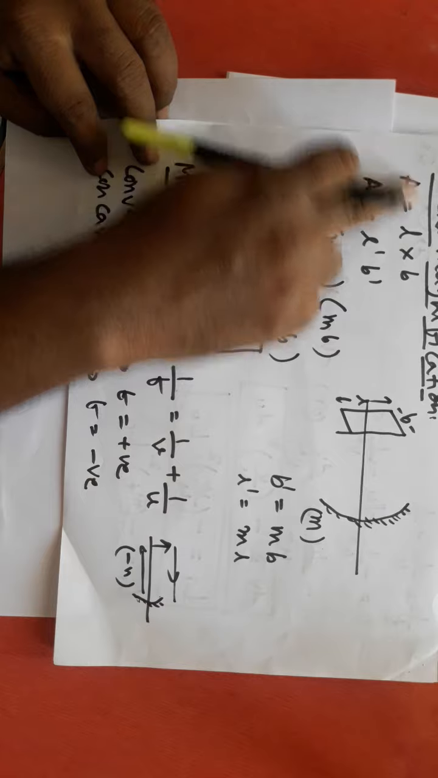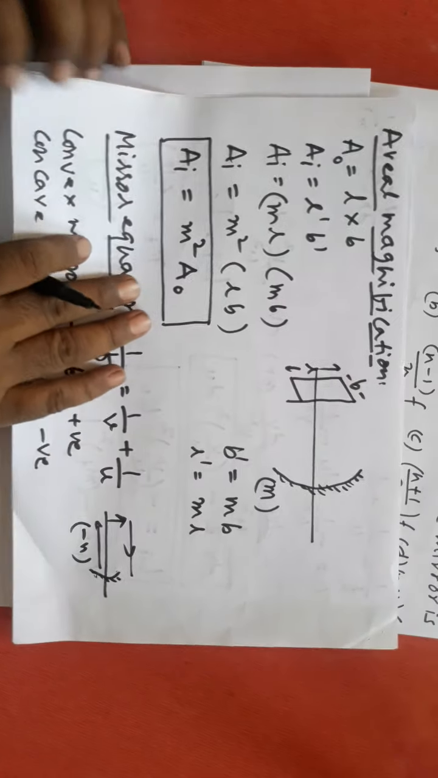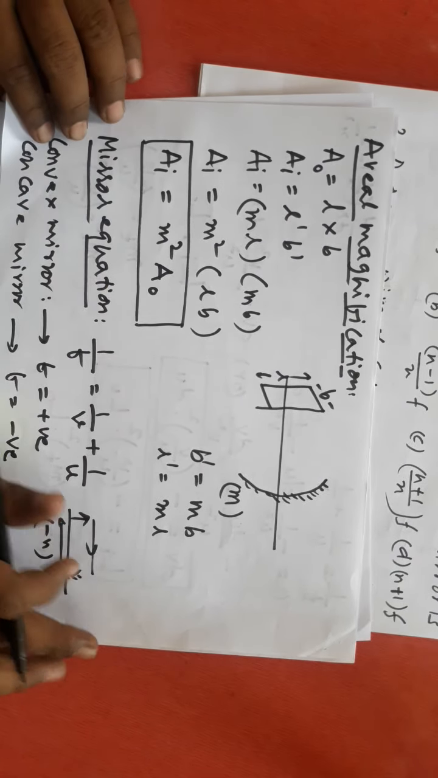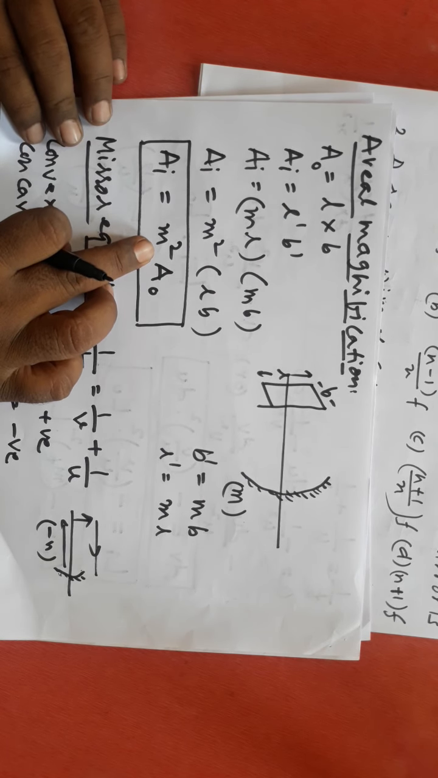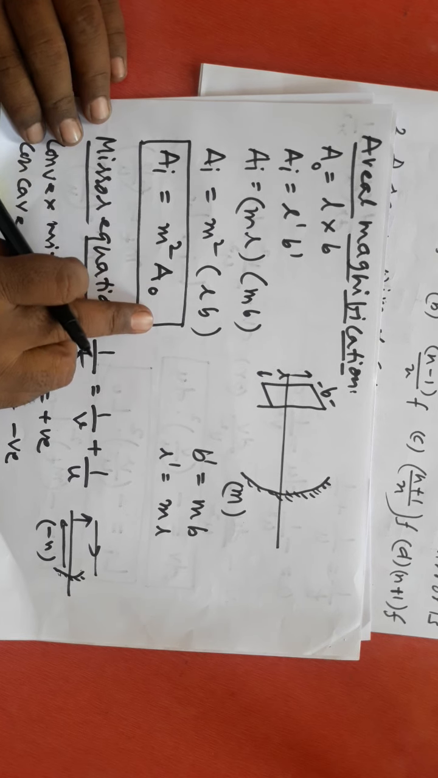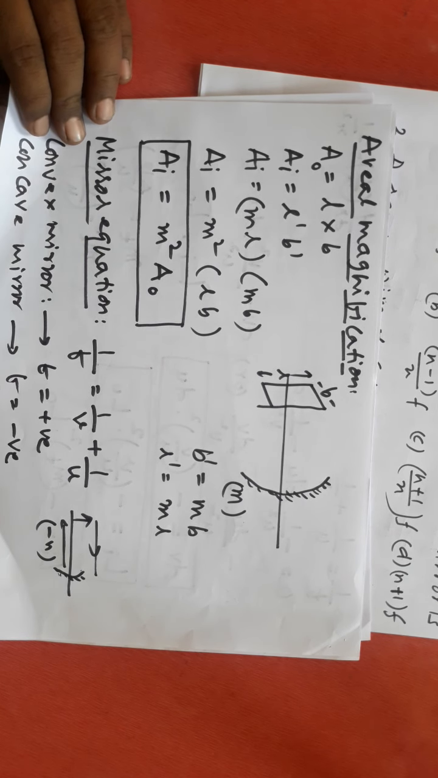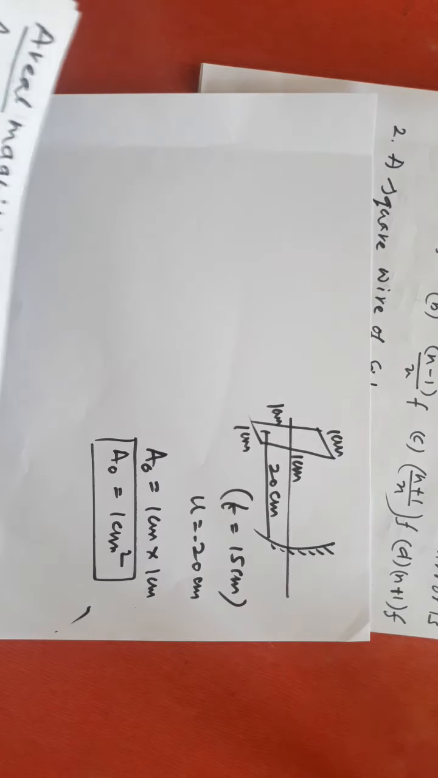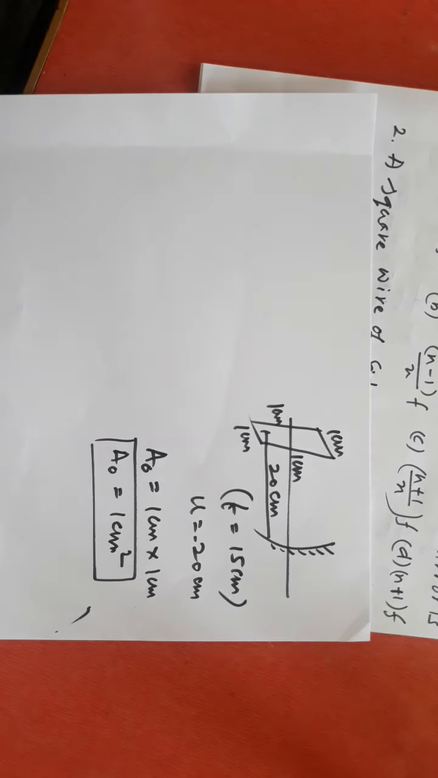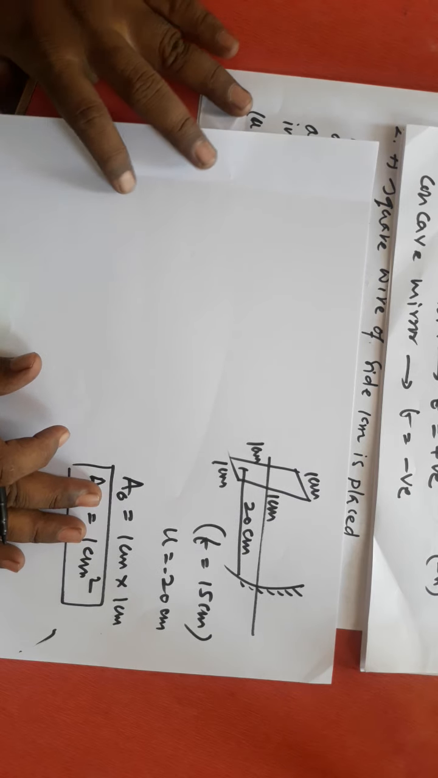See, this is the formula we studied in the aerial magnification. What is aerial magnification? Aerial magnification is area of the image is equal to lateral linear magnification whole square into area of the object. That means we have to find out m here. First find m. M is what? M is minus v by u. How to find the value of m? M is nothing but minus v by u.